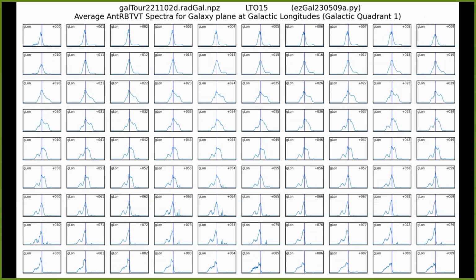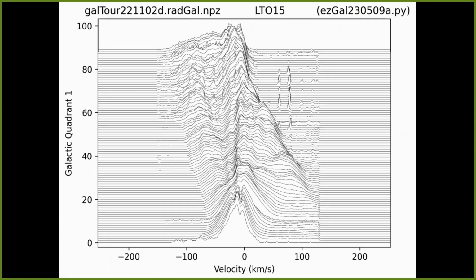If we take each one of these spectra and plot them together, we might see something like this. Down here at 0 on the vertical scale is galactic longitude 0's velocity spectrum. Sort of has two bumps. Behind it, one line up, is galactic longitude 1, and climbing all the way up to galactic longitude 90. That's the first galactic quadrant.